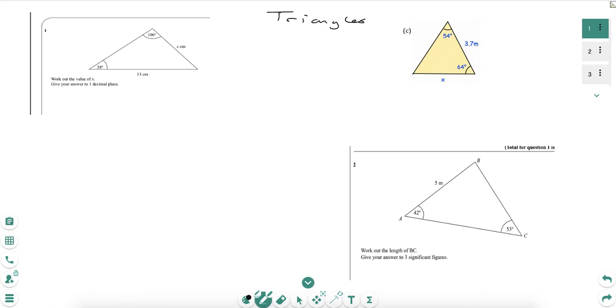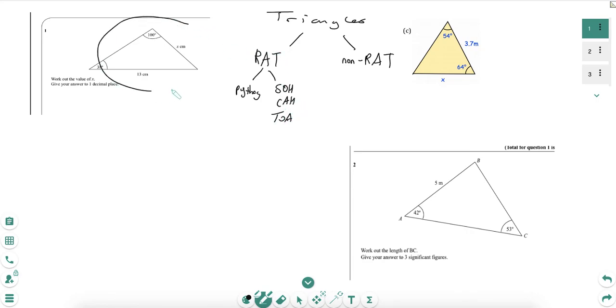Well, there are right angle triangles and non-right angle triangles. If I have a right angle triangle, I can use Pythagoras, or I can use SOHCAHTOA. So is this triangle a right angle triangle? No. So straight away I'm like, boom, I'm not going to use Pythagoras, I'm not going to use SOHCAHTOA.